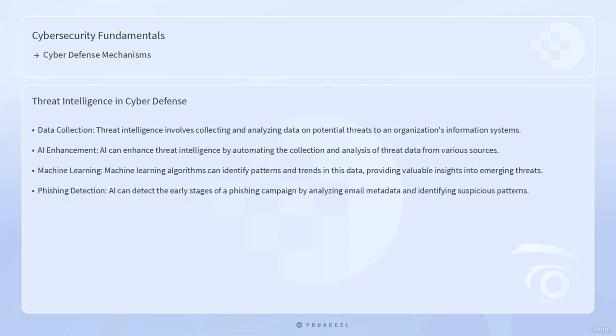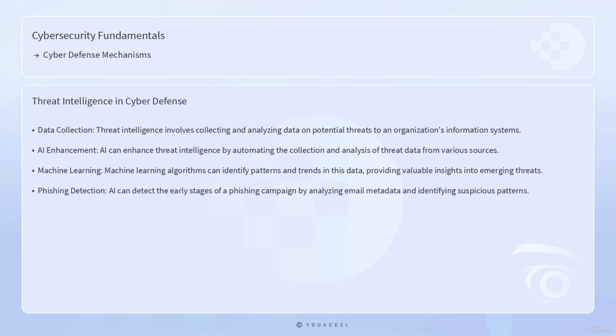Threat intelligence is another essential element of cyber defense. Threat intelligence involves collecting and analyzing data on potential threats to an organization's information systems. AI can enhance threat intelligence by automating the collection and analysis of threat data from various sources, such as social media, dark web forums, and threat databases. Machine learning algorithms can identify patterns and trends in this data, providing valuable insights into emerging threats.